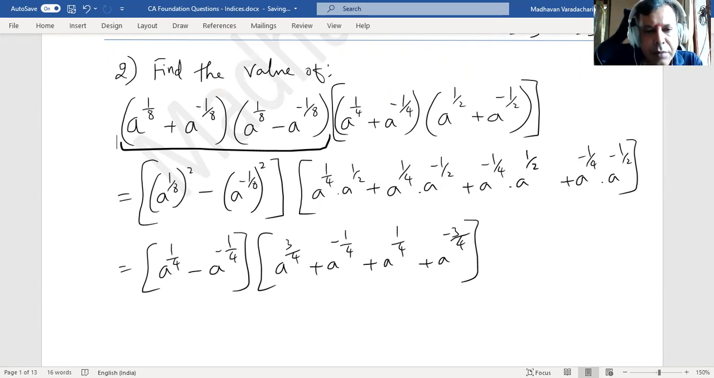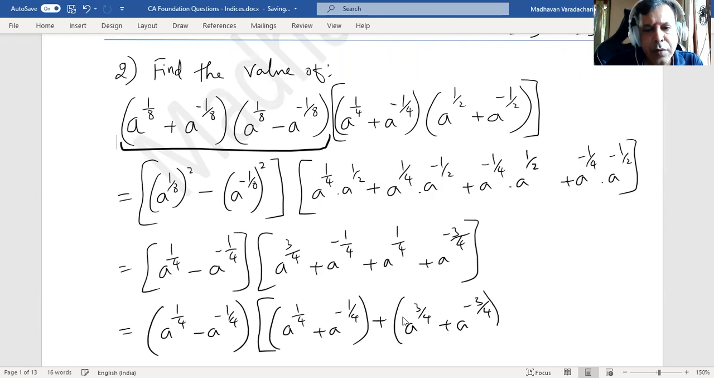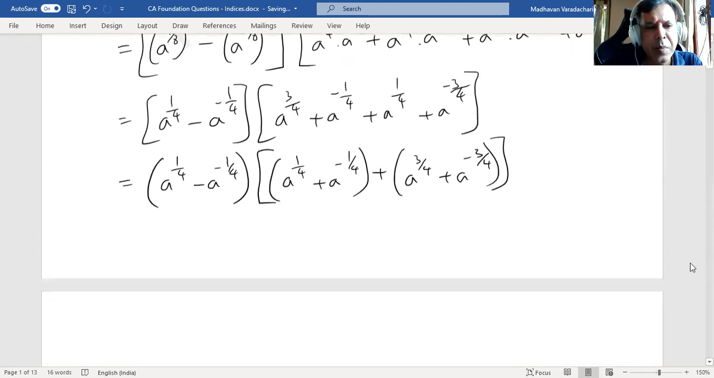So in this, we can consider these two separately and these two separately. Means I will split this inside this. I'll make two things. One is a power 1 by 4 plus a power minus 1 by 4, plus I'll make this a power 3 by 4 plus a power minus 3 by 4. Why we are doing this? So that I can again use that (a plus b) into (a minus b).